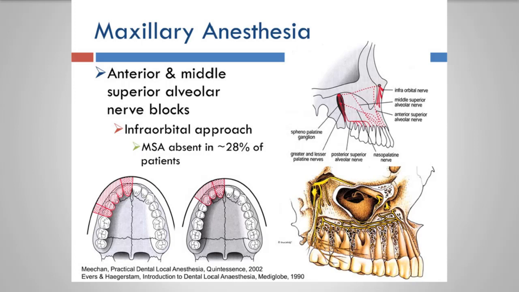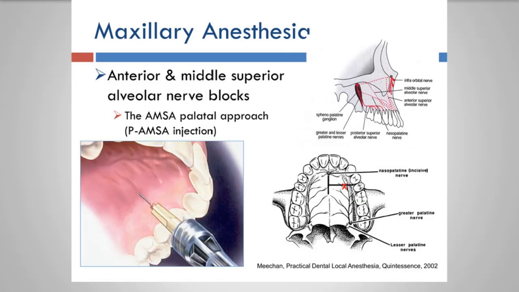And also you may note that it won't give us palatal soft tissue anesthesia, and we may still have some accessory innervation coming to the pulps from the nasopalatine nerve here on the midline. So there's a couple of alternative approaches to this anterior area, and one of them is called the palatal approach to the anterior and middle superior alveolar nerve.